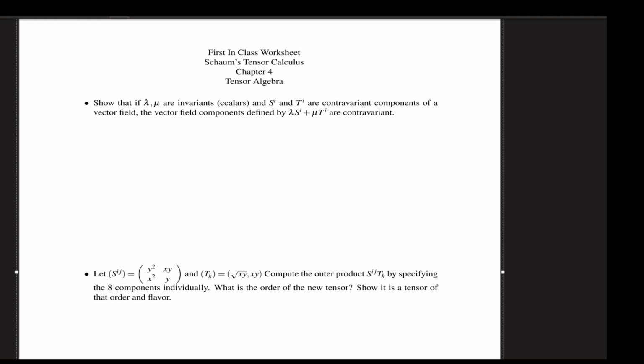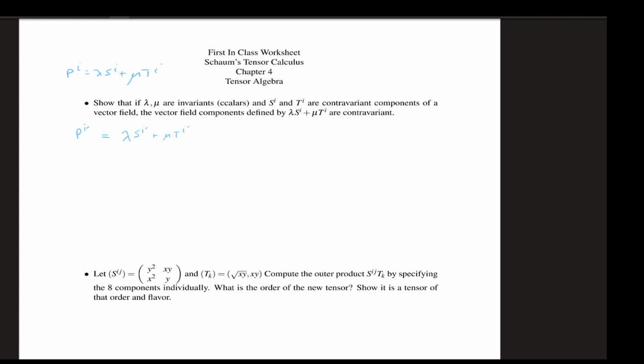So the first problem here says show that if lambda and mu are invariants, i.e. scalars, and Si and Ti are contravariant components of a vector field, so different vector fields S and T, the vector components defined by lambda Si plus mu Ti are also contravariant. So let's look at, we'll call it Pi equals lambda Si plus mu Ti. And so we'll look at Pi prime.